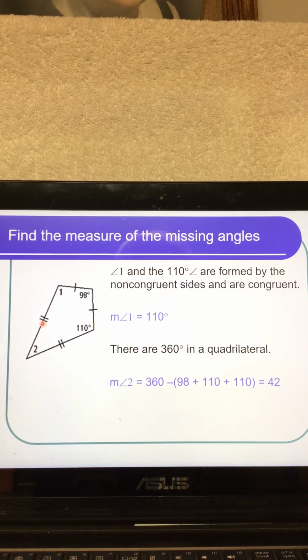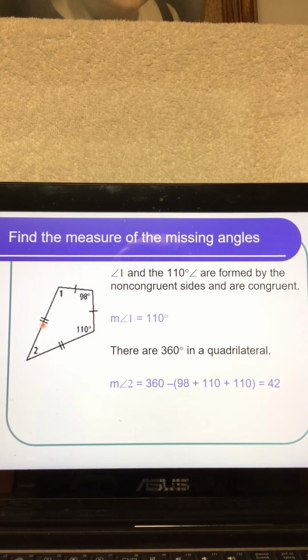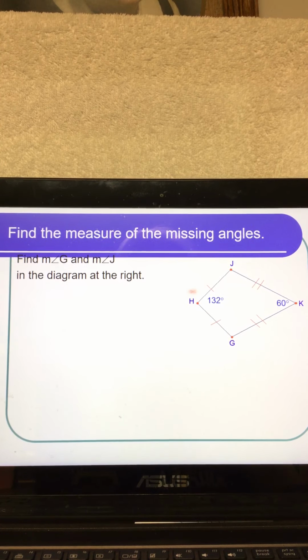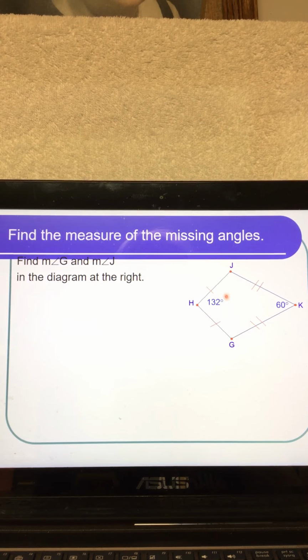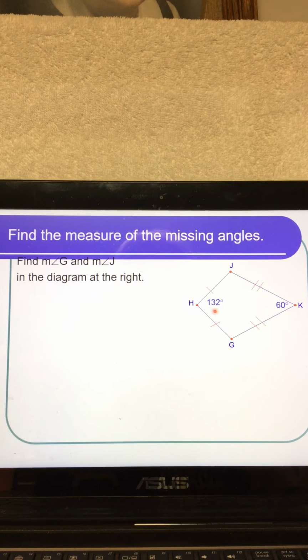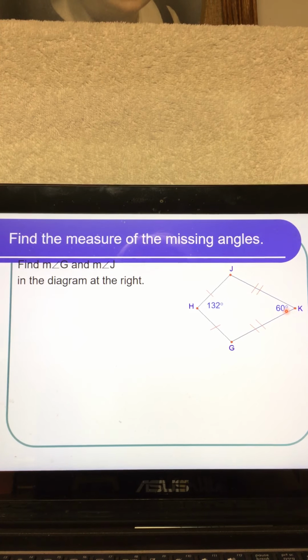Now this might be the time when you want to pick up your calculator and punch in the numbers and see if you're getting the same answer I'm getting. In this situation, you need to label your picture because these did not print on your picture, I noticed. So this angle H is 132. This angle K is 60.